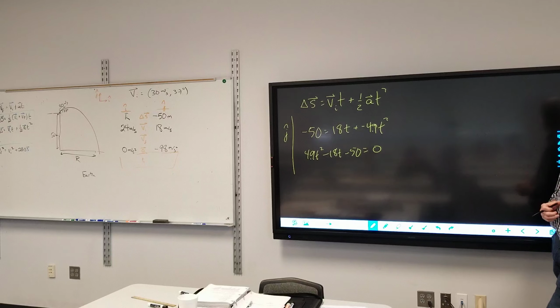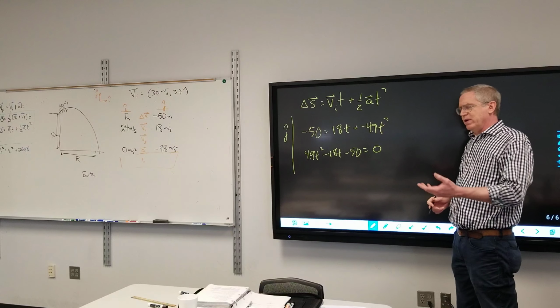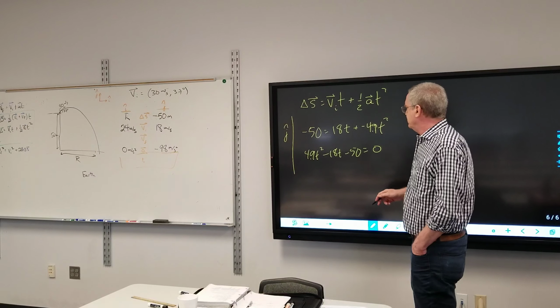Are the two answers both positive? Are the two answers both negative? Is one positive, one negative? Is the answer imaginary? They all mean something different. I would expect one to be positive, one to be negative. And I expect the positive answer to be a greater magnitude than the negative one, or the absolute value of the positive one is greater than the absolute value of the negative one.